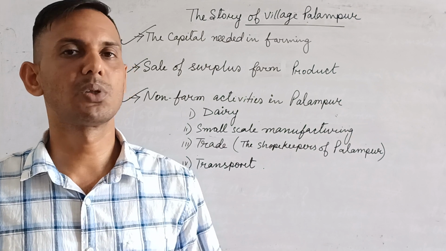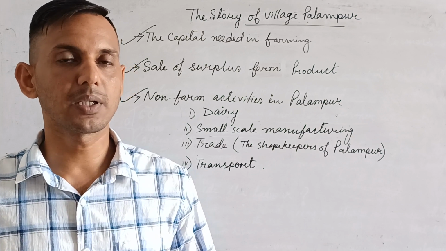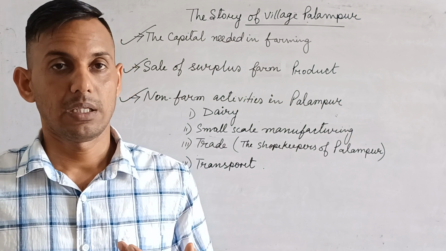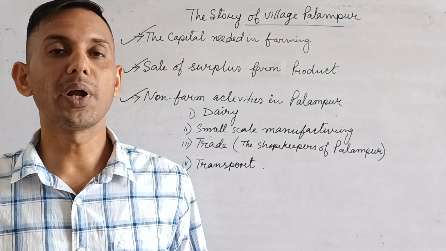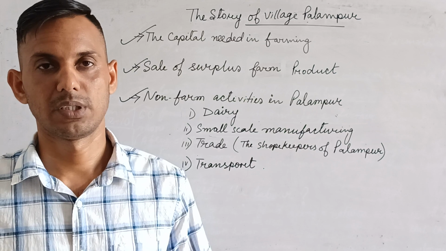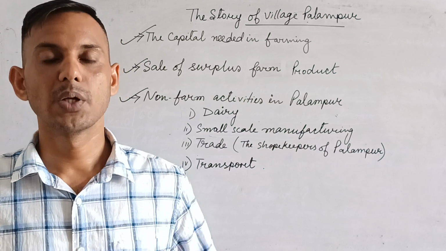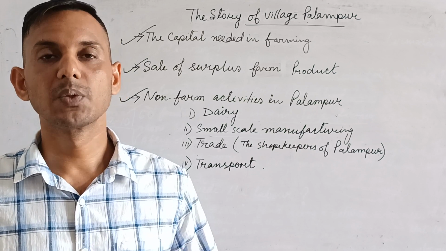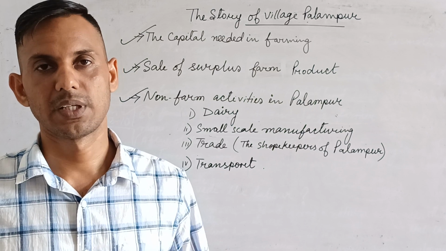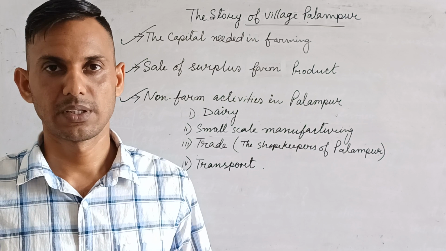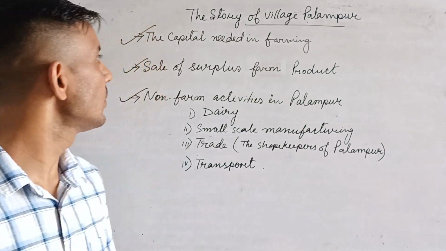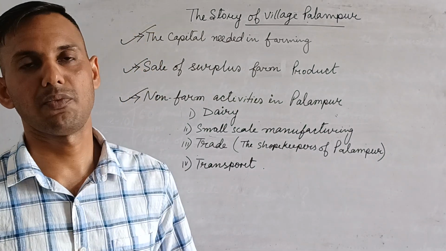It's very simple to understand that when we want to use modern farming methods, then we need the capital to buy fertilizer, to buy the HYV seed. For irrigation facilities we need the current. Clear? So that's why you need the capital in farming.